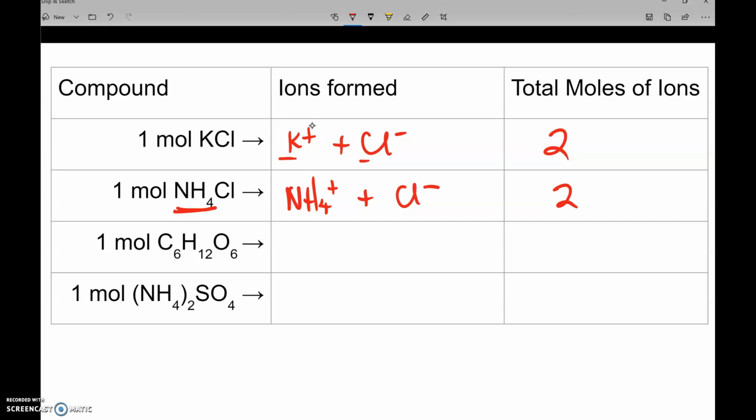This right here is glucose. Glucose is a covalent compound because the carbon, hydrogen, and oxygen are all nonmetals. This one is nonpolar, which means that they're sharing their electrons. So this one is going to stay as a glucose molecule. It doesn't have any ions, so this is 0. Okay, this one would dissolve in the water, but it's not going to break up into ions in the water, which is why sugar is a non-electrolyte in water.